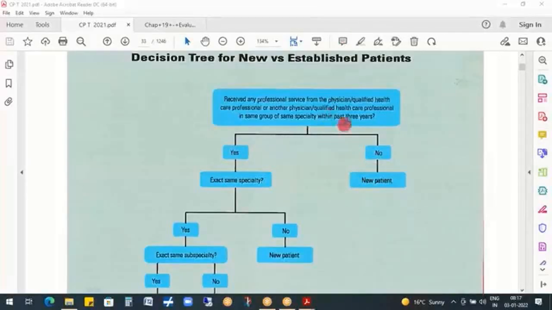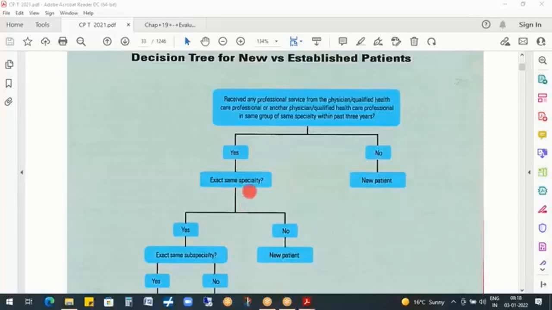You can see the flow chart. If I didn't receive any professional services from a provider, then I will become a new patient. If I received, yes, I received, then immediately what am I looking for here? Specialty. Exactly, same specialty.